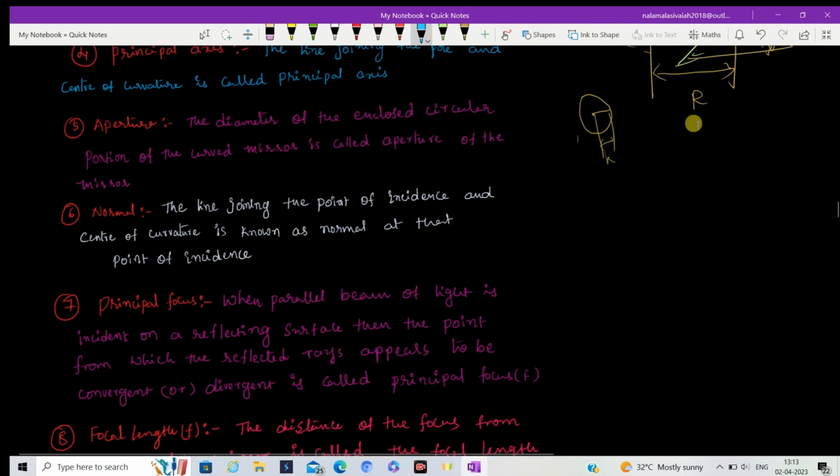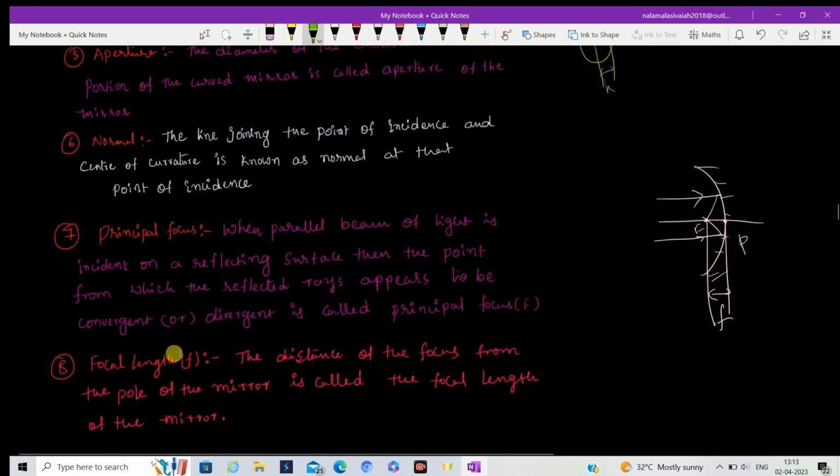For focal length, I will draw one more diagram, because everything gets mixed up. As I said, the light rays are coming from infinity. After reflection, those light rays are meeting at one point, that is called the focus. This is the pole. The distance between the focus and the pole is called the focal length.